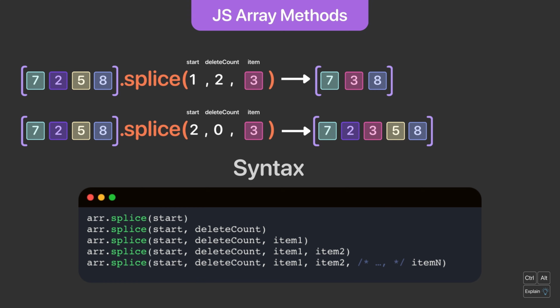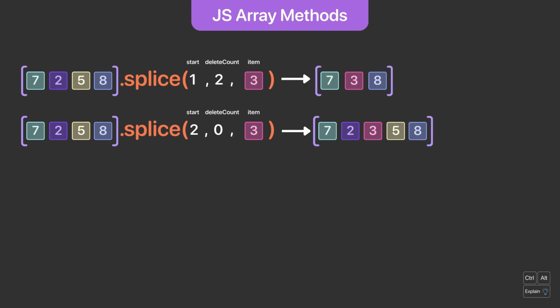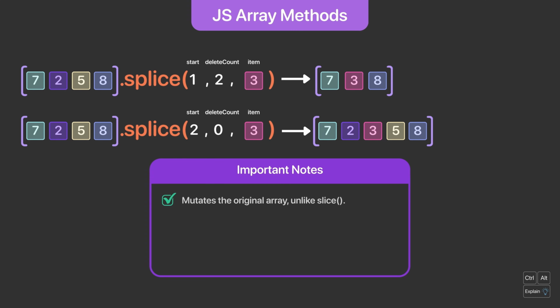Now let's look at the critical details. First, do not confuse splice with slice. The letter P in splice stands for permanent. Unlike slice, which just makes a copy, splice mutates the original array. Splice has a time complexity of O(n). If you insert or delete from the middle of a huge array, JavaScript has to shift every subsequent item to a new index. And finally, splice returns an array of removed elements, not the modified array itself. So if nothing is removed, it simply returns an empty array.